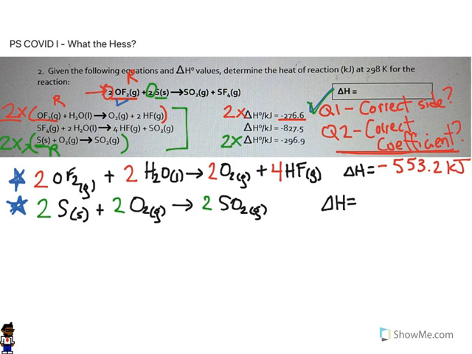Well, since we doubled the delta H, we have to do 2 times negative 296.9, and we get negative 593.8 kilojoules. Okay, so now we've got to move on to the next substance. The next substance is SO2 gas. So look through your reactions here and find SO2 gas. Where does it show up? As we look for it, we'll notice that it shows up in 2 places.